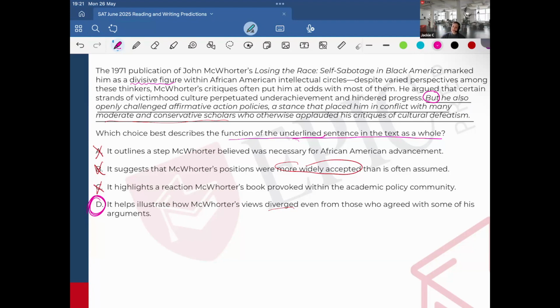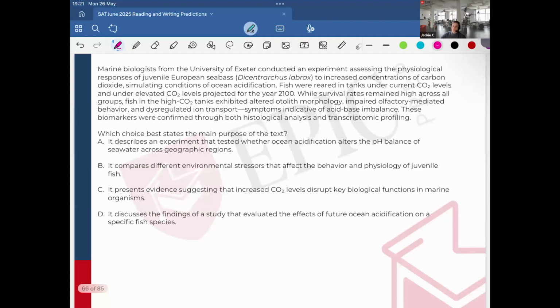Okay, so continuing our journey. Also under craft and structure is main purpose of the text. So let's look at this one. Marine biologists from the University of Exeter conducted an experiment assessing the physiological responses of juvenile European sea bass, Dicentrarchus labrax, to increased concentrations of carbon dioxide, simulating conditions of ocean acidification.